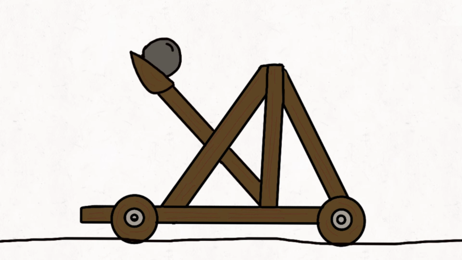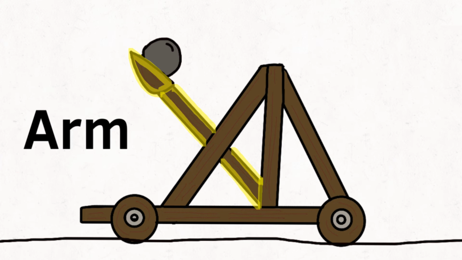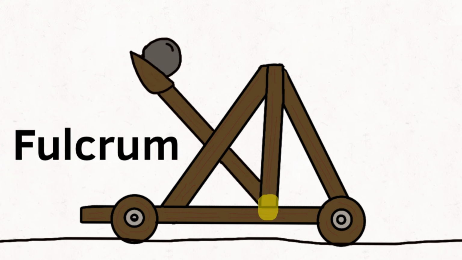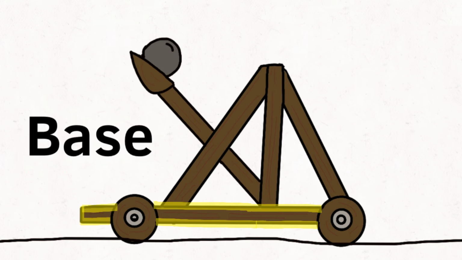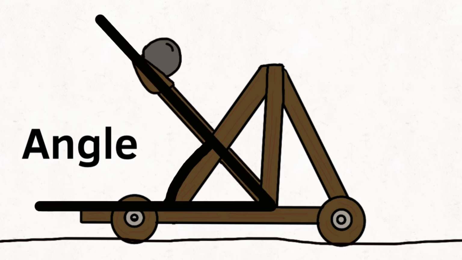First, let's look at the important parts of a catapult. The arm supports the load. The fulcrum is what the arm turns on. It is known as the pivoting point. The base stabilizes the catapult structure. Here you can see the arm and the base together make an angle. Do you know what type of angle this is?